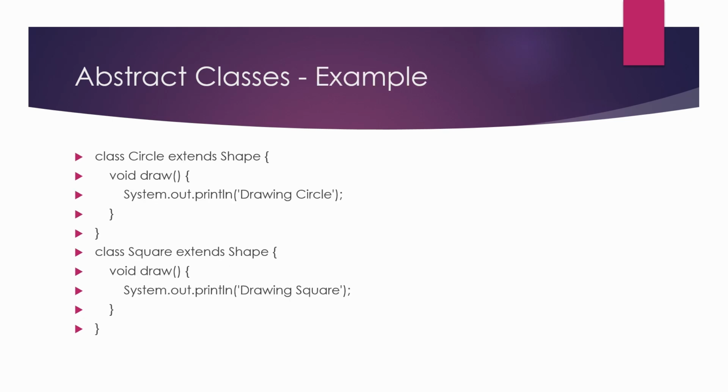Let's take a look at how we implement abstract classes. In this example, we have two derived classes, Circle and Square, both of which override the draw method to provide specific implementations. The Shape class defines the structure, but it's the subclasses that provide the detailed behavior.